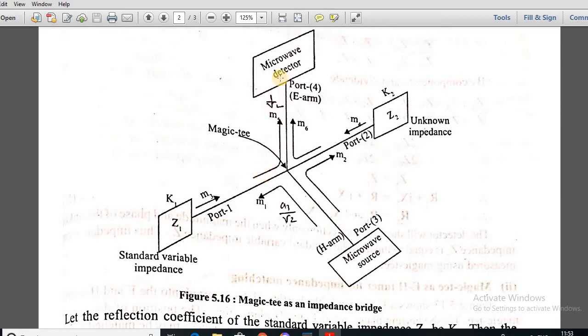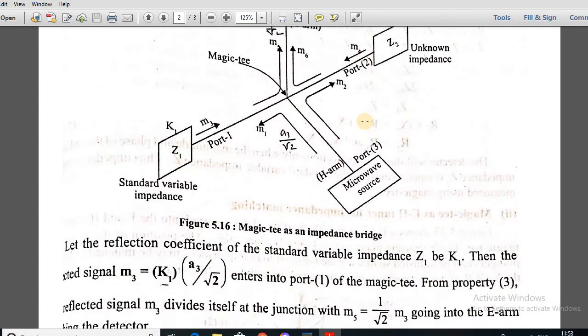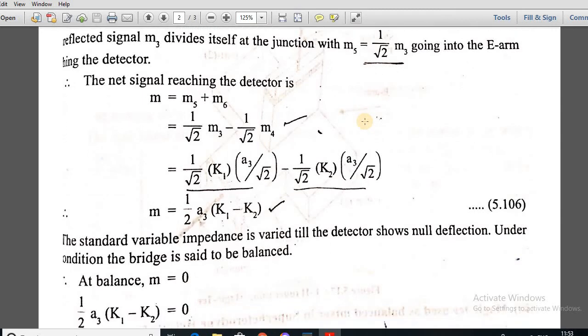Okay. So now if you look at port 4, there are two waveforms coming here: M5, which is 1 by root 2 M3, and M6, which is minus 1 by root 2 M4. So the total value of the waveform or the signal power available at port 4 is the summation of M5 and M6. So the total signal reaching the detector, which is connected at port 4, M, is equal to M5 plus M6. And as I mentioned earlier, M5 is 1 by root 2 M3 and M6 is minus 1 by root 2 M4.